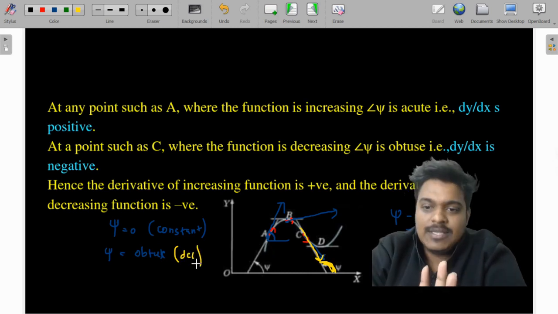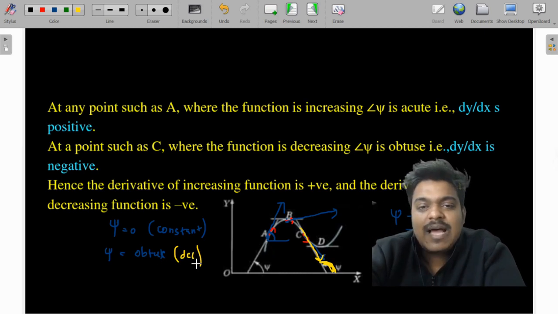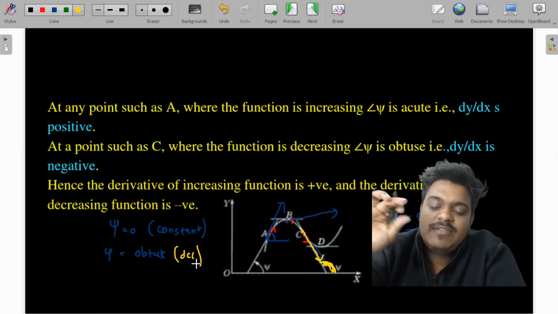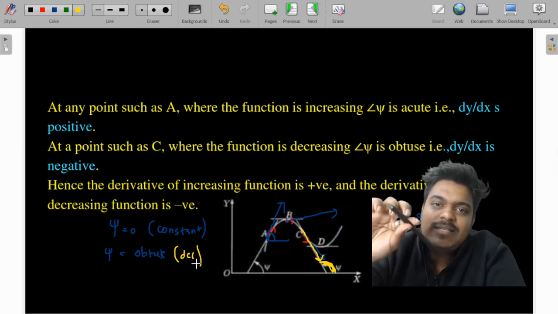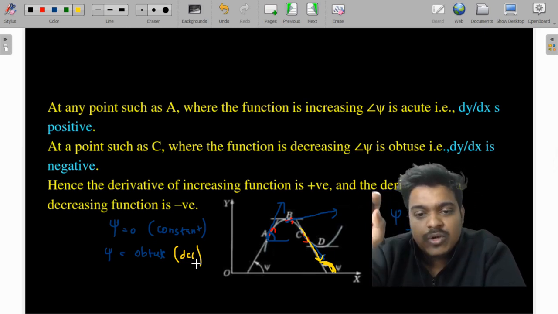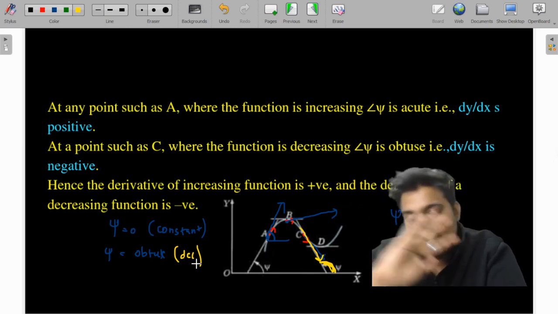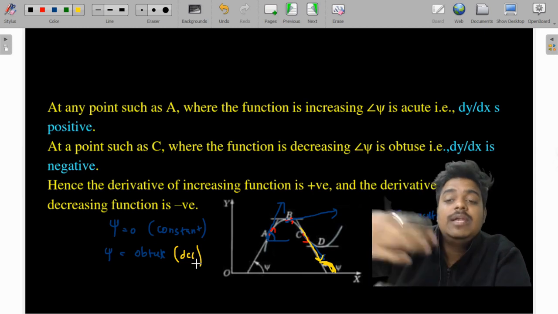Okay, sir, I got this. If the angle between the tangent and the x-axis is acute, the function is increasing. If it is 0, the function is constant, and if it is obtuse, then the function is decreasing. Absolutely okay. Now we'll dig into it more.